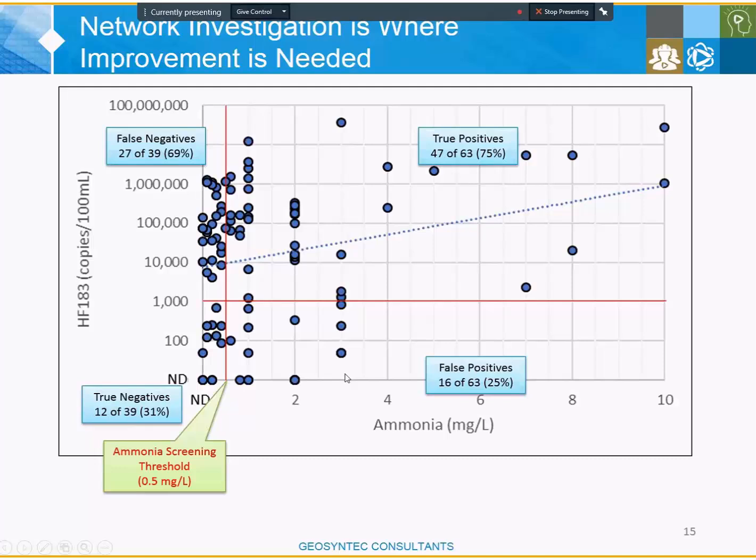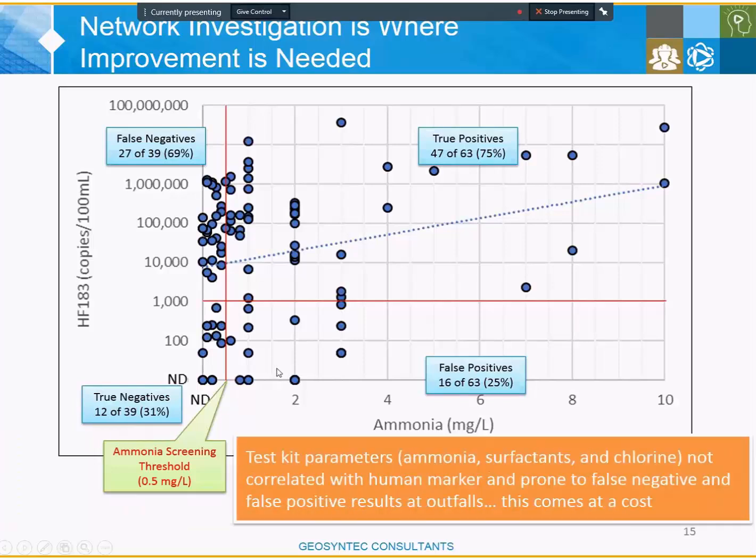A quarter of the time, they're using a test kit and chasing after waste that really isn't there at significant levels. Sometimes it's completely non-detect. So that means this is coming at a cost to their program, a cost in terms of labor effort. And even though the ammonia test kits are much cheaper than HF183 per sample, the labor cost makes up for that difference, that cost loss, and it also means that the program isn't as effective as it could be.